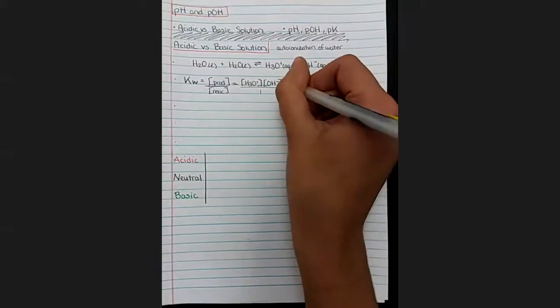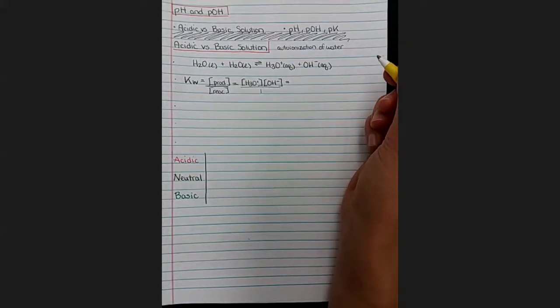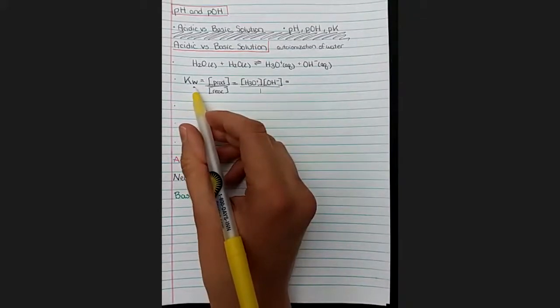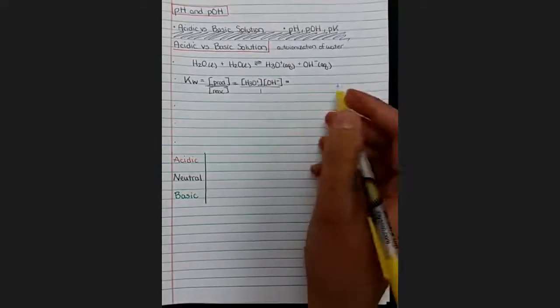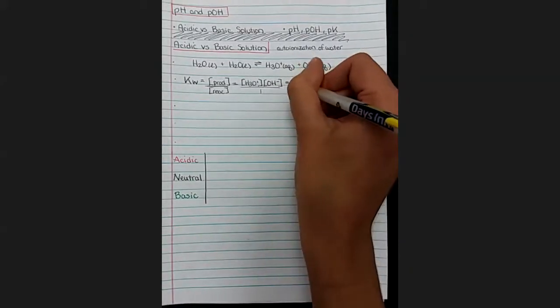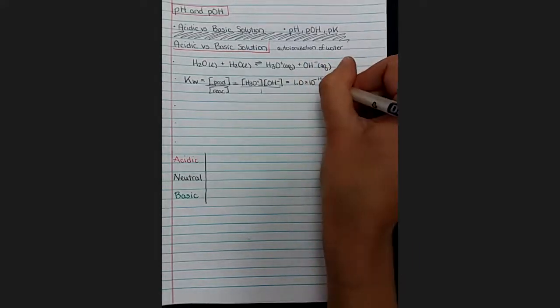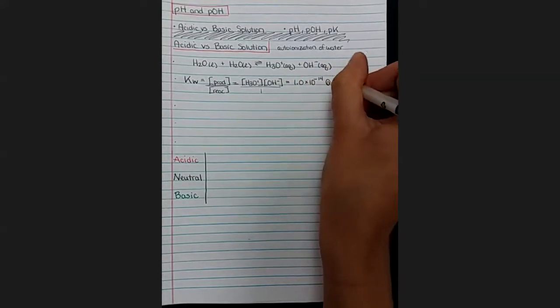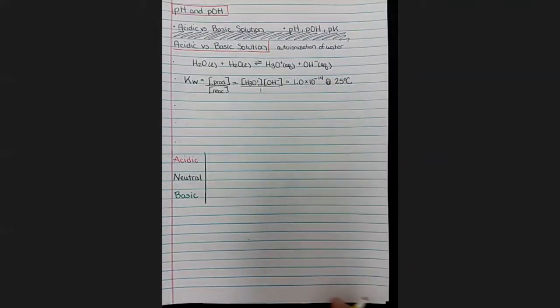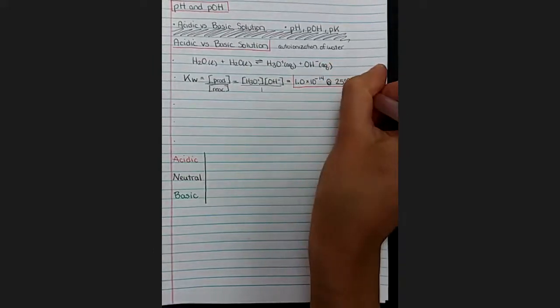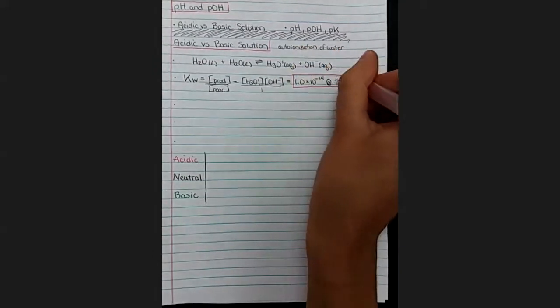And this number has been experimentally determined through many, many experiments in the laboratory by analytical chemists. And it varies with temperature, as we know, but we measured this number at 25 degrees Celsius to be 1.0 times 10 to the negative 14th. And that is a number you are going to want to remember. You will need to use it later. Keep that in the back of your mind.